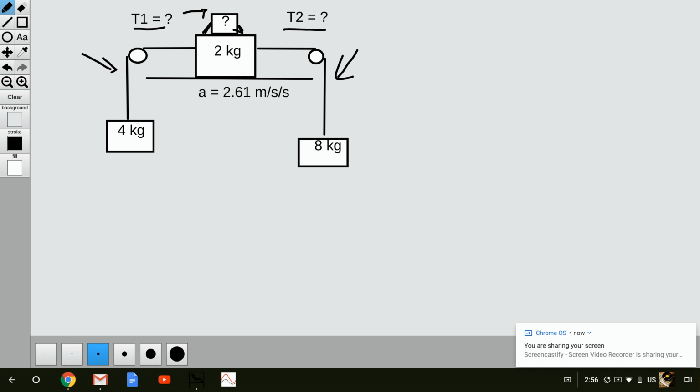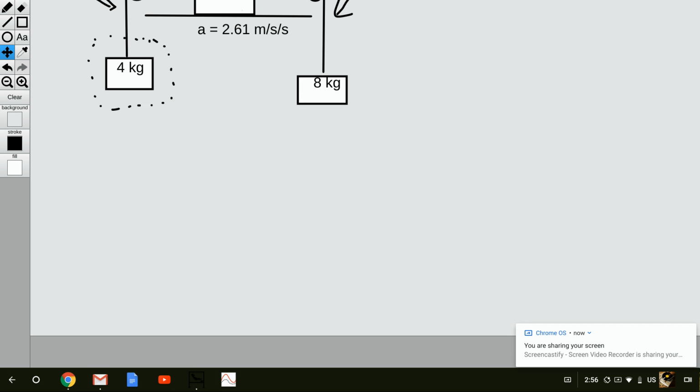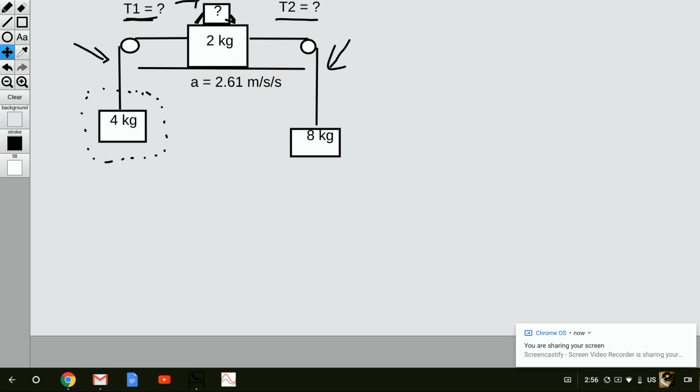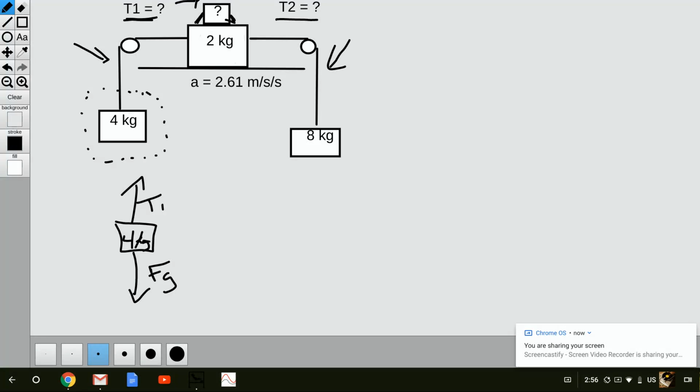We're going to start by trying to figure out what T1 is, and we're going to do that by isolating around this object right here. If we do that, what you'll see is we draw the free body diagram. You'll have to pardon my bad handwriting here. Anyways, we're going to have a force of gravity, and T1 going up like that. We do have the acceleration, and it is up in this case.